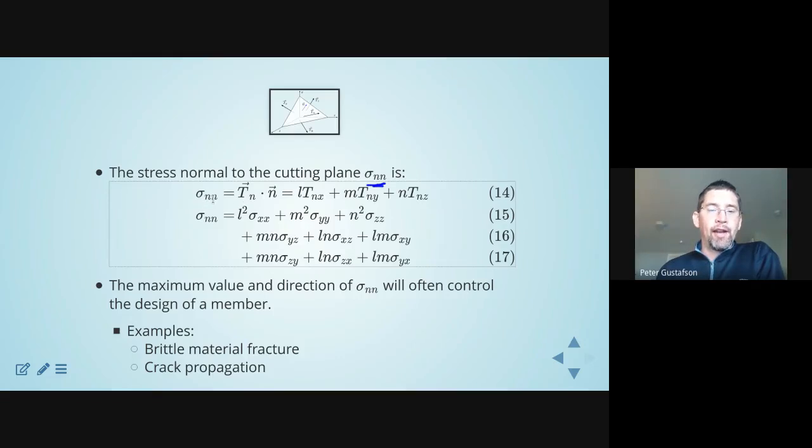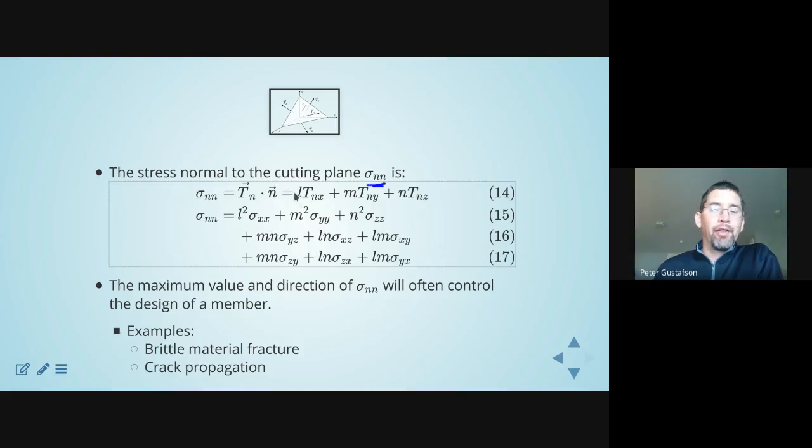So σ_nn is the normal; it's actually that traction Tn dotted with the normal vector. Here's that rank reduction that we were talking about, right? We have a 3x1 vector. Tn is a vector. We dot it with a normal, and we'll get the component of that vector in the normal direction.